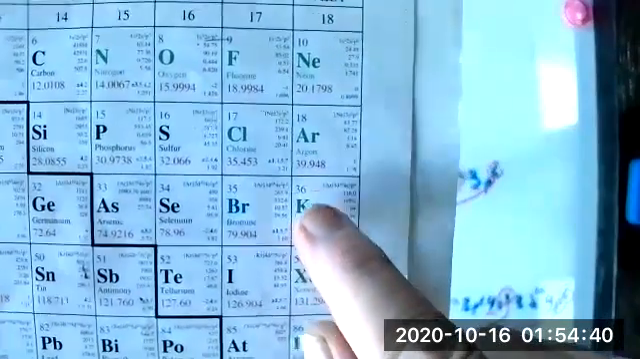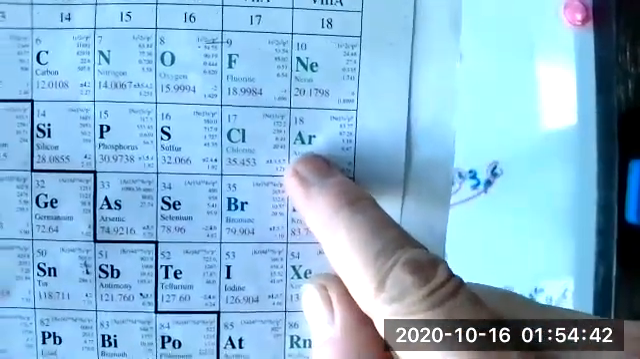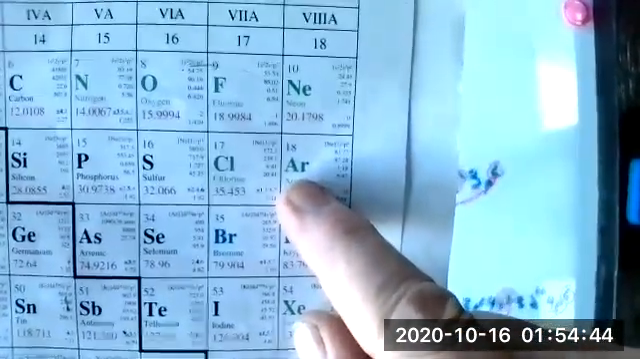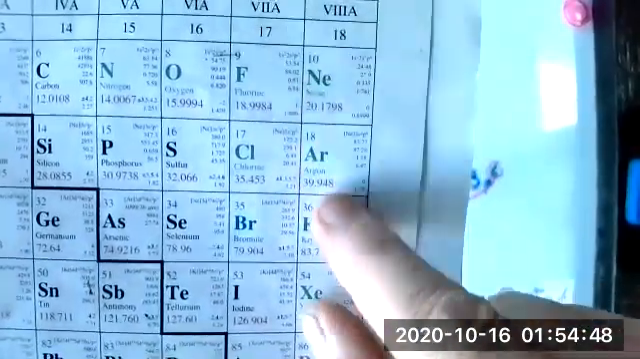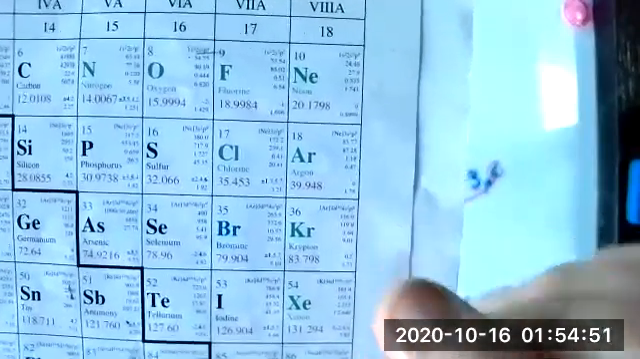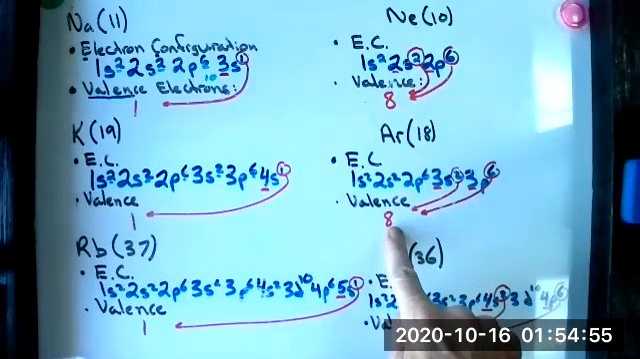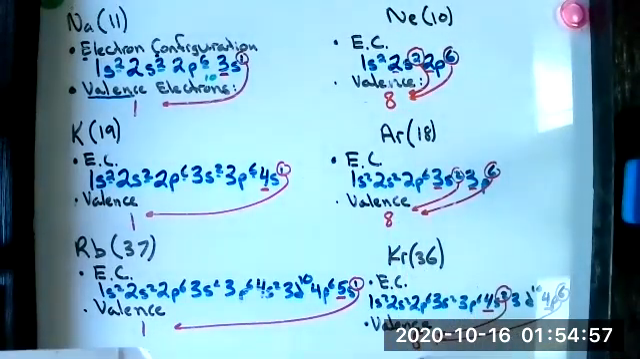Something else you probably know about these guys on the far right: if I was to place argon on my desk, I could come back in 200 years and it would still be there unchanged. It's not going to change. These guys don't react. They're too stable. Why are they extremely stable? They have a valence of 8.